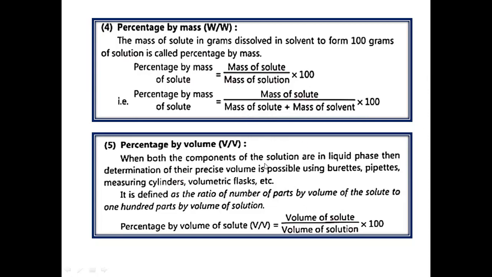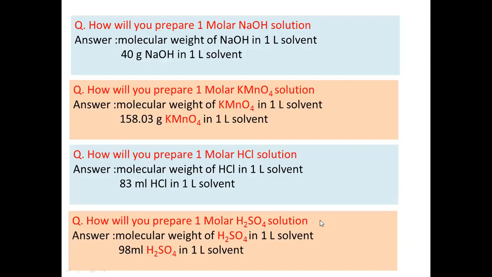Then another possibility to prepare the solution is a percentage by volume, indicated by V by V. When both components of the solution are in liquid phase, the determination of their precise volume is possible using the burette, pipette or measuring cylinder and volumetric flask. It can be defined as the ratio of the number of parts by volume of solute to 100 parts by volume of solution. So percentage by volume, indicated by V by V, is volume of solute divided by volume of solution into 100.